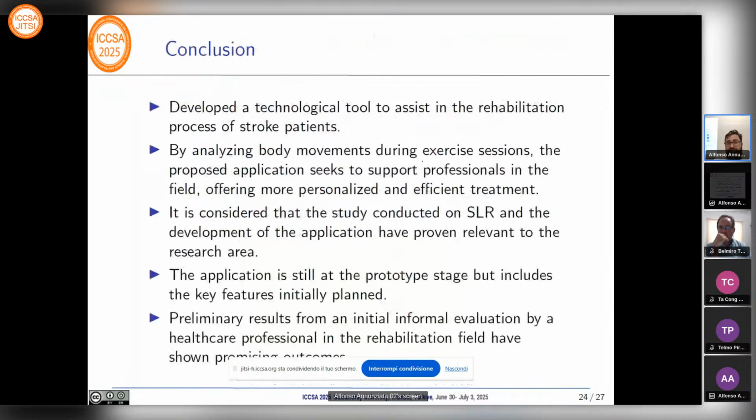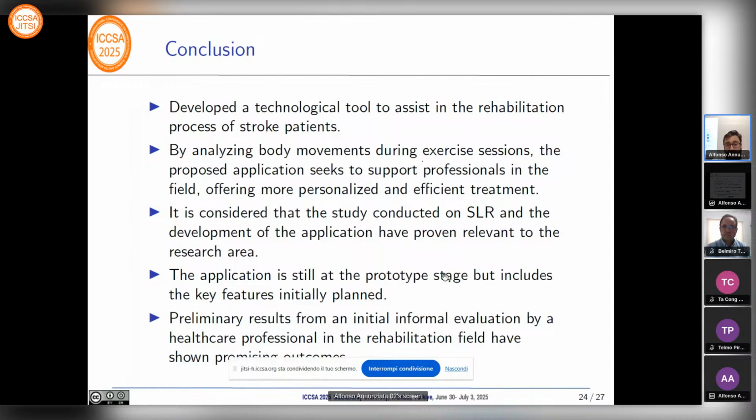And as a conclusion, we developed a technological tool to assist in the rehabilitation process of stroke patients. By analyzing body movements during exercise sessions, the proposed application seeks to support professionals in the field. It's considered that the study, the conduct of our systematic literature review and the development of the application, have proven relevant to the research area and also help Luis Felipe with his PhD, his research questions, for example.